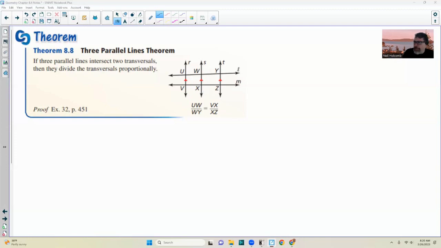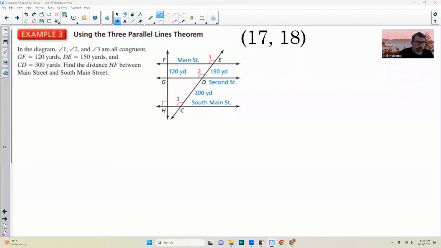So let's take a look at that. Okay, so here's example 3 using the three parallel lines theorem. Let's use purple here. In the diagram, angle 1 is congruent to angle 2, is congruent to angle 3. They're all congruent. GF is right here. That is 120 yards. DE is 150 yards. And CD is 300 yards. That's right here.